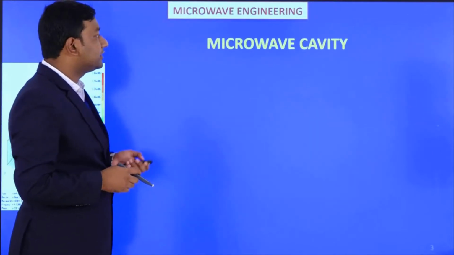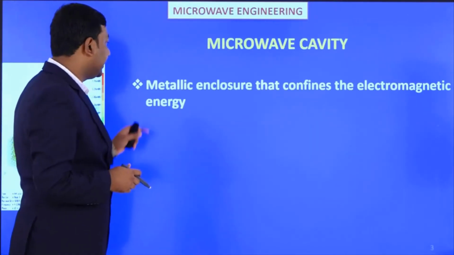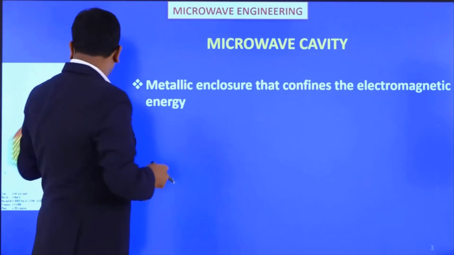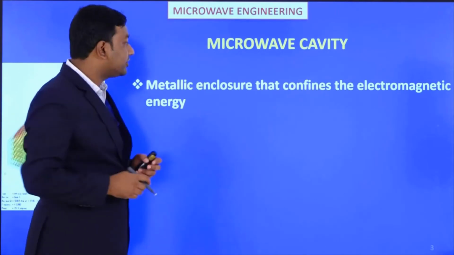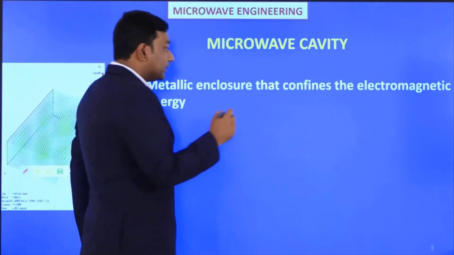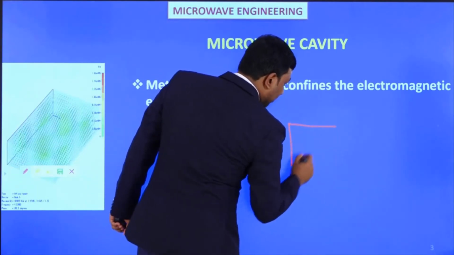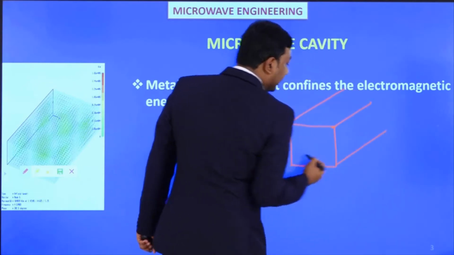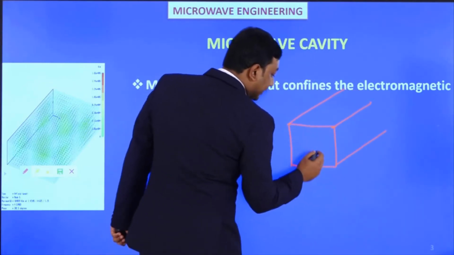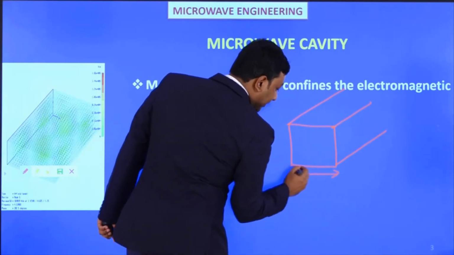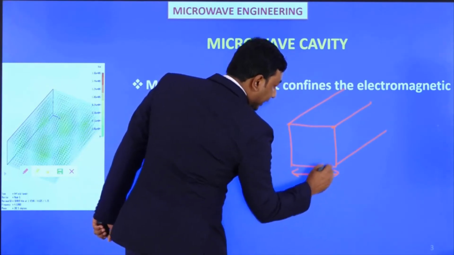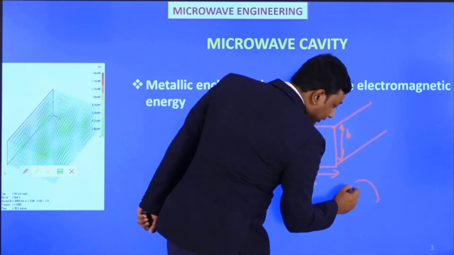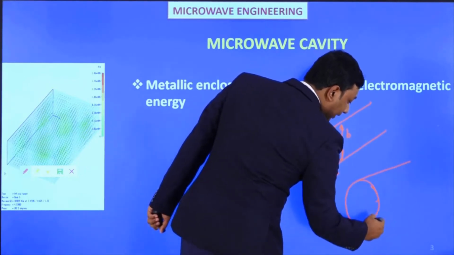So first, let's see what a microwave cavity is. A microwave cavity is a metallic enclosure that confines the electromagnetic energy. In the last unit as well as the last lecture we studied the rectangular waveguide, with dimension A along the x-axis and B along the y-axis. And we also discussed the circular waveguide.